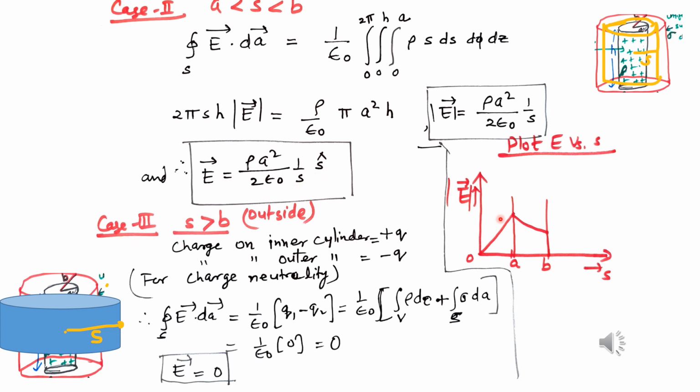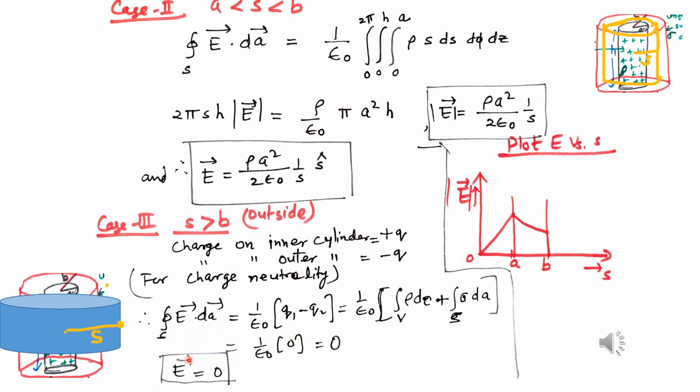The third case is when point P is outside. Suppose point P is here, outside of both cylinders, or outside the cable. In that case, we have to again draw a Gaussian surface, here a cylinder, and the total charge on the outer cylinder and inner cylinder will make the Q enclosed. Suppose the charge on the inner cylinder is plus Q and on the outer cylinder minus Q, the same charge, so this will give us 0. So that's why the closed integral of E dot dA equals 0.